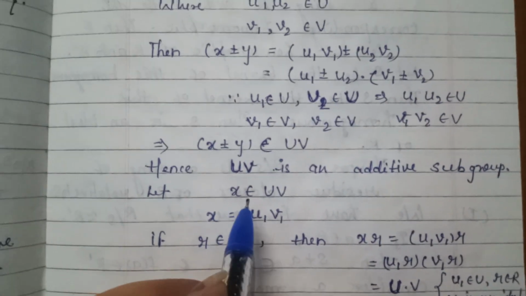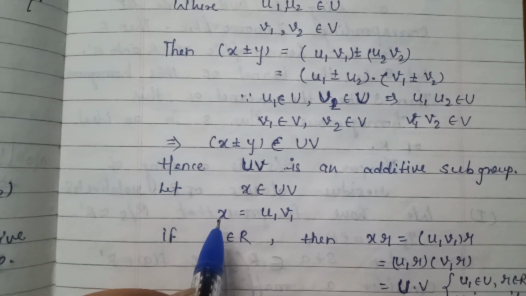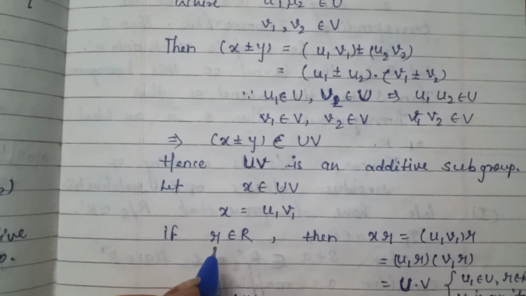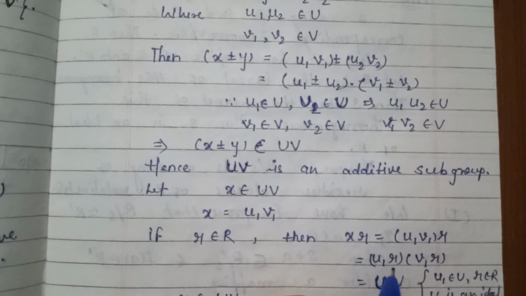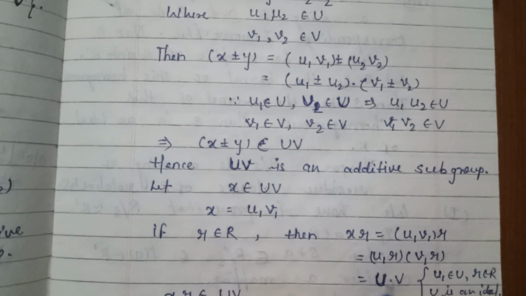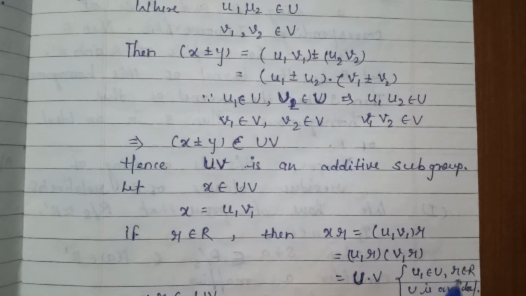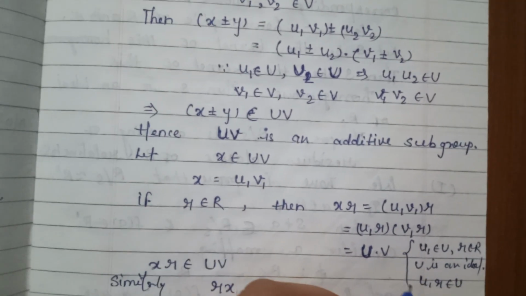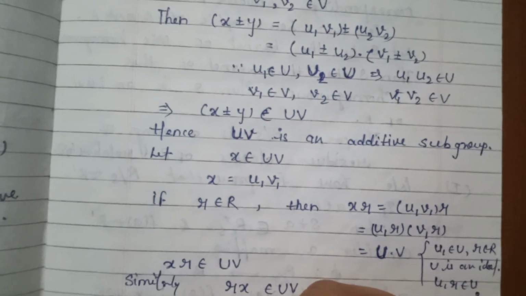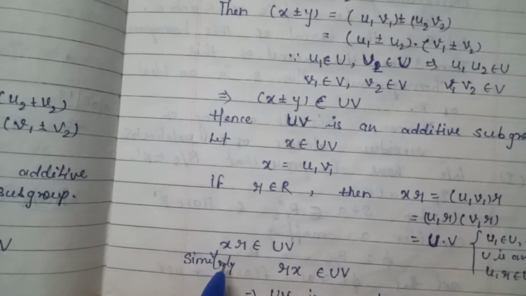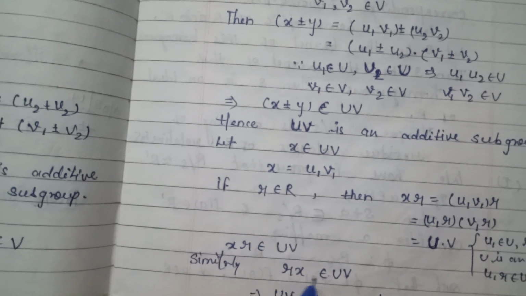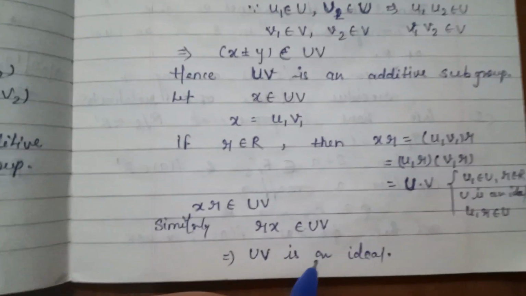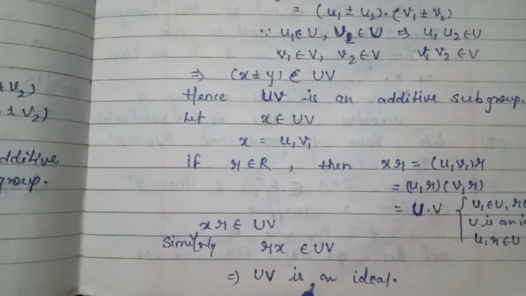Let x belongs to UV, so x is equal to u1 v1. If r belongs to capital R, then xr is equal to u1 v1 r, so u1 r v1 r, which is equal to U dot V. u1 belongs to U, r belongs to R, U is an ideal, and u1 r belongs to U. Now similarly xr belongs to UV and similarly rx belongs to UV, so UV is an ideal.